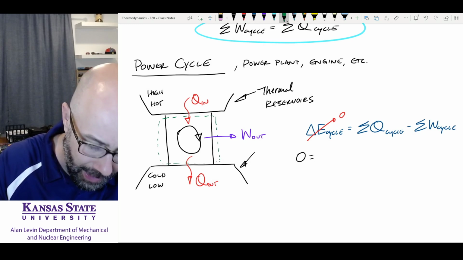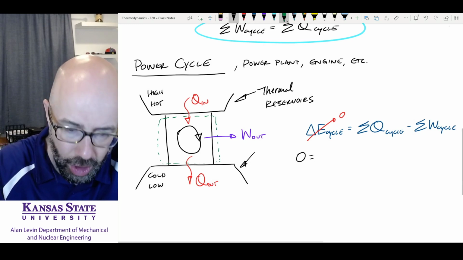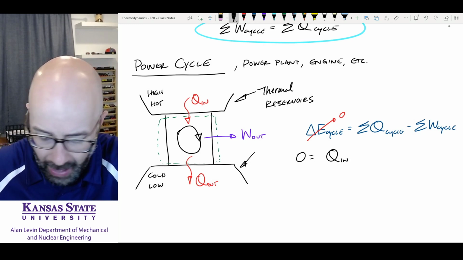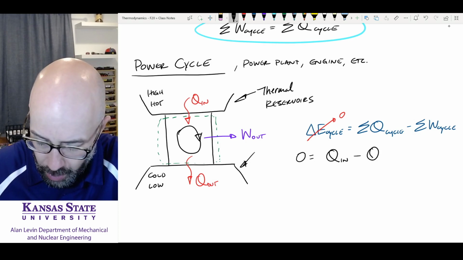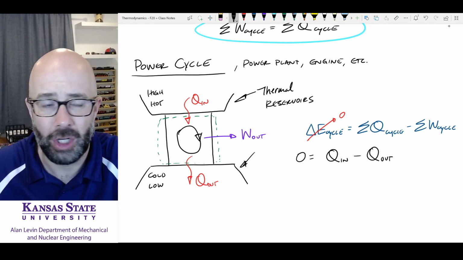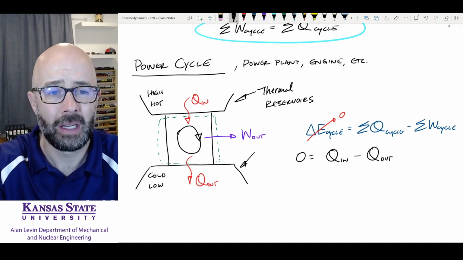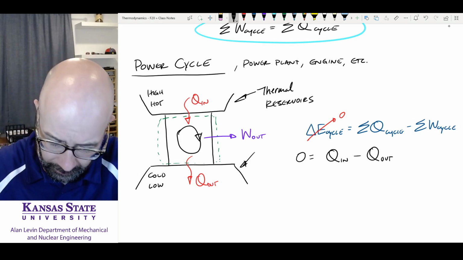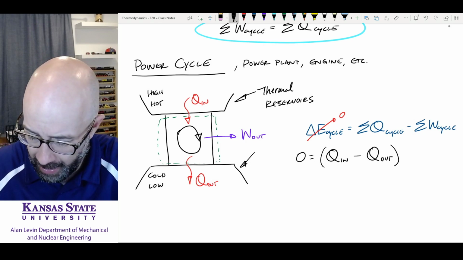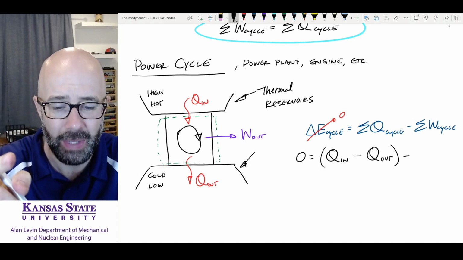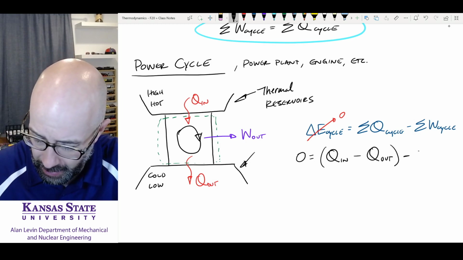Basically, my system is my cycle, and we have coming in Qin, so I'm going to say Qin, and going out is Qout. I made sure I made my sign conventions right. Coming in is positive, going out is negative, and that's going to be my heat transfer. And then minus my work. I only have one work, and it's going out, so that's going to be positive. And so I'm going to put the work of the cycle.